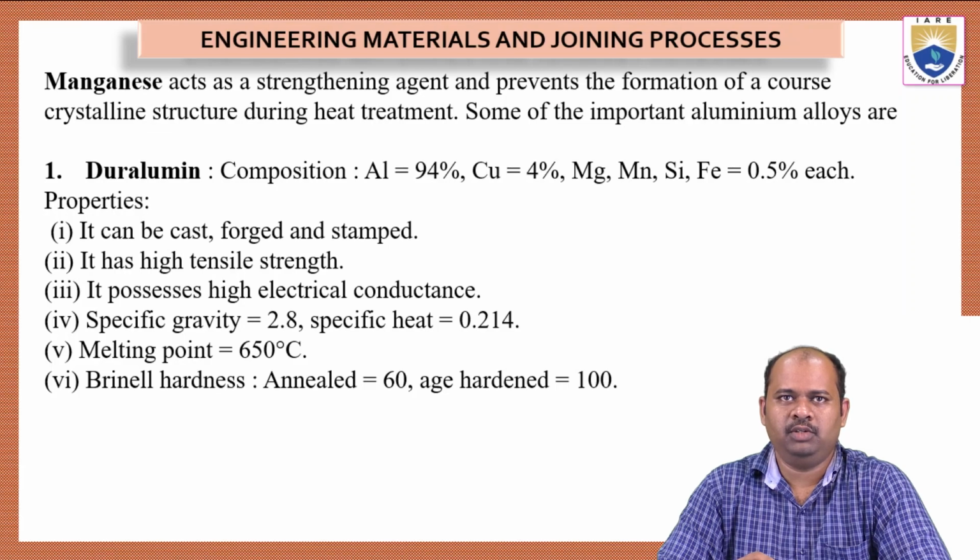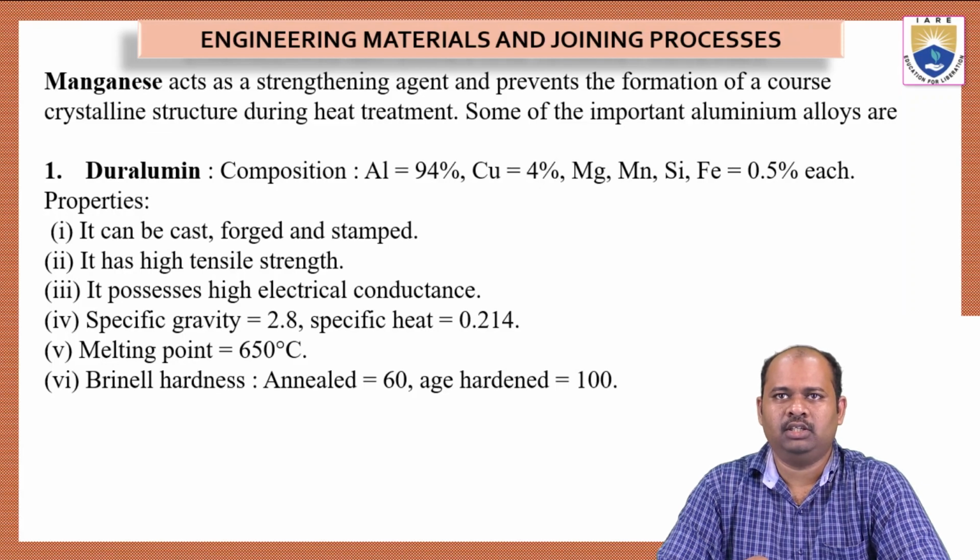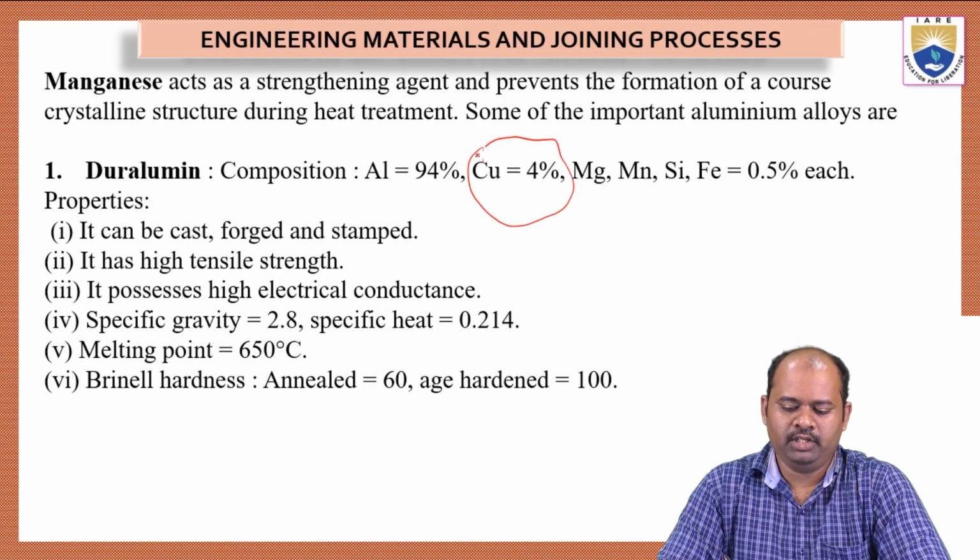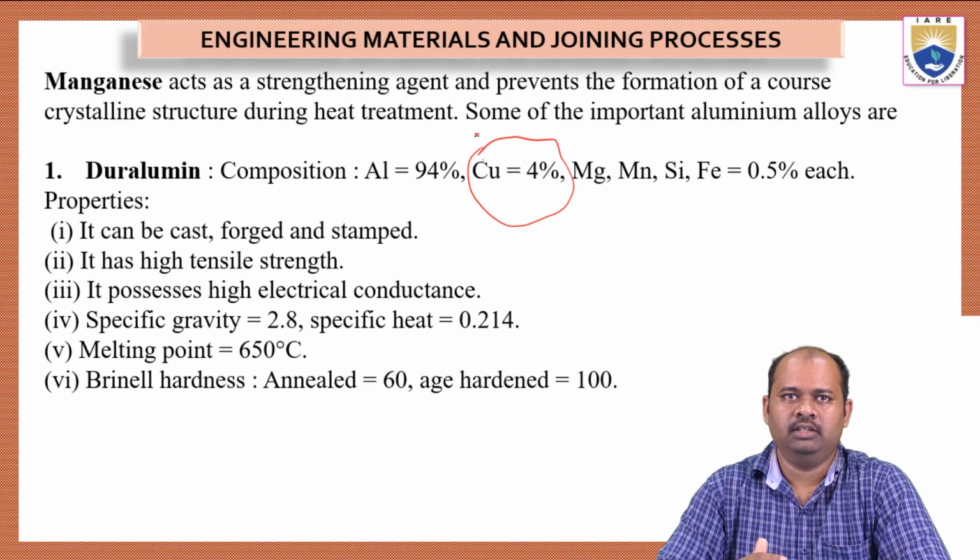Some of the important aluminum alloys are duralumin. When we see the composition of duralumin, aluminum constitutes about 94%, and copper is about 4%, and a very few percent of magnesium, manganese, silica, ferrous, etc. are present. So the key component that is added to aluminum is copper. Copper is the key component that is added in order to improve the properties.